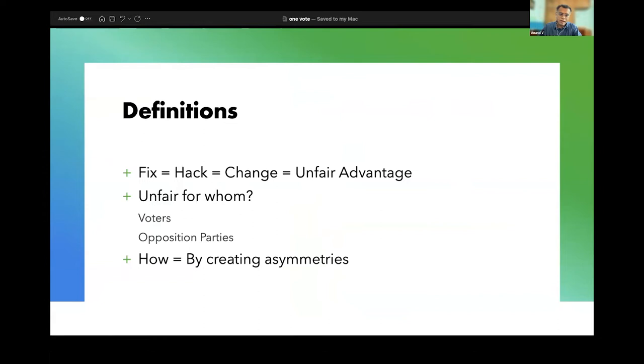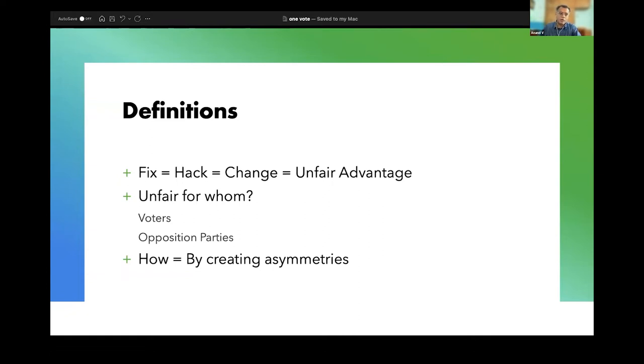So when we come back and say fix, it has a very different meaning. The meaning that we have in our head when we use the word fix is hacking. And hacking is not what most people think it is. It's about basically getting a one-up advantage or changing a particular outcome the way in which we wanted, not as a certainty, but as a probability.